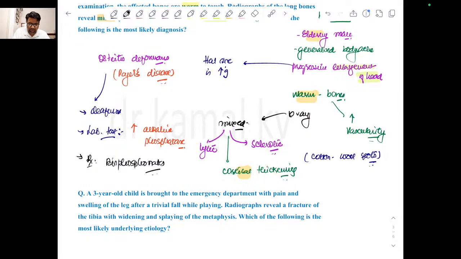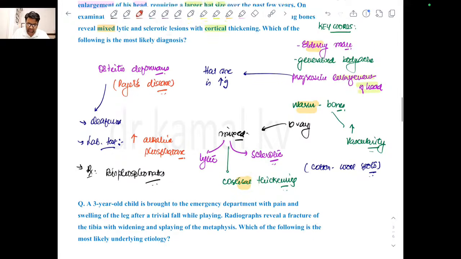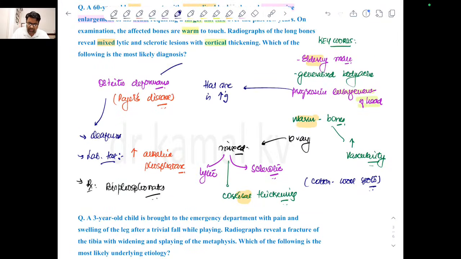So this is all. And yes, what is the risk of this condition? It can later turn into osteosarcoma. Clear? So it can turn into malignancy, that is osteosarcoma. So it is a pre-malignant condition. So this is how we can summarize Paget's disease or osteitis deformans.